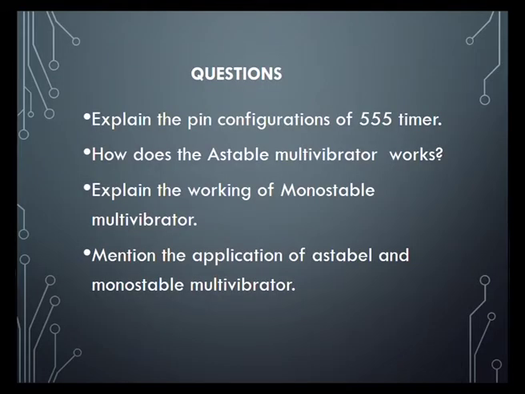The questions are: explain the pin configuration of the 555 timer, how does the astable multivibrator work, explain the working of the monostable multivibrator, and mention the applications of astable and monostable multivibrators.